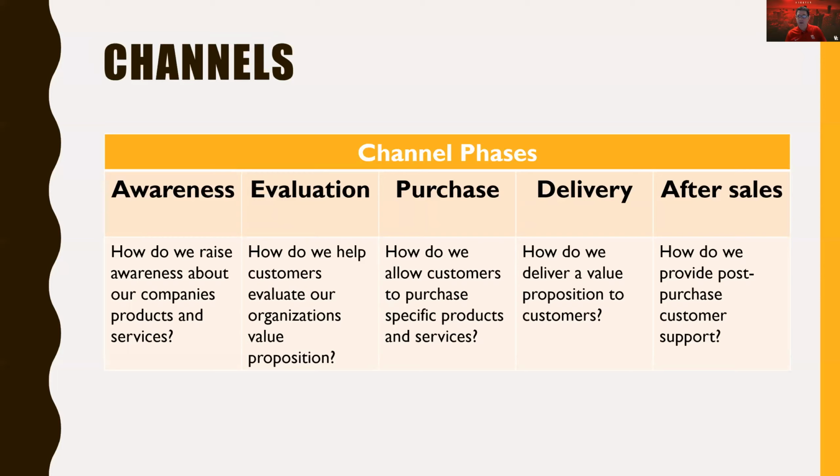Purchase. How do we allow customers to purchase it? Can they pay cash? Do they have to use a credit card? Can they buy it through the web? Do they have to go into our store? Can they buy it through the web and pick it up at a store? How we allow them to purchase products is a big part of our channel phase. How do we deliver the value prop to customers? Again, we've already talked about that quite a bit.